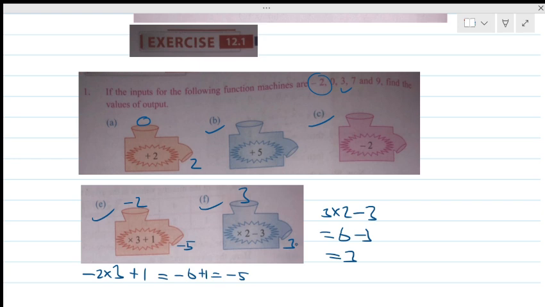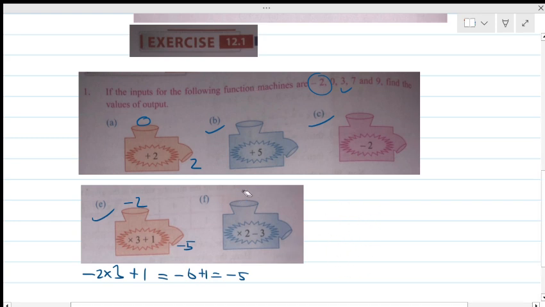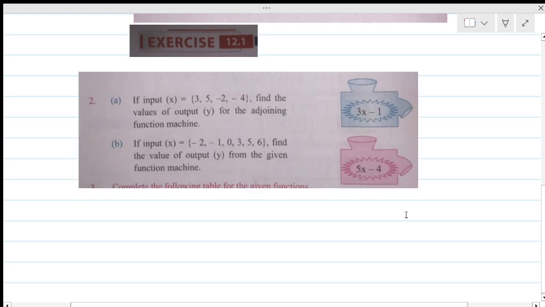Now I go with number 2. Let me clear this first. So we're going with number 2. What's there in number 2? Before that I make this clear. In number 2, they have also given a function machine again. So here given what?